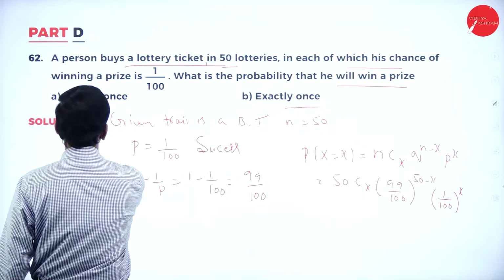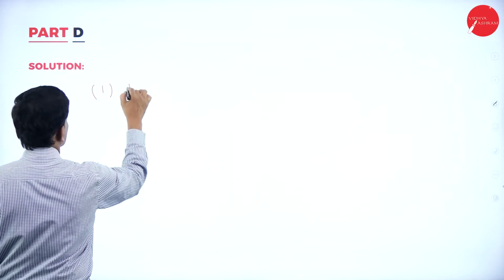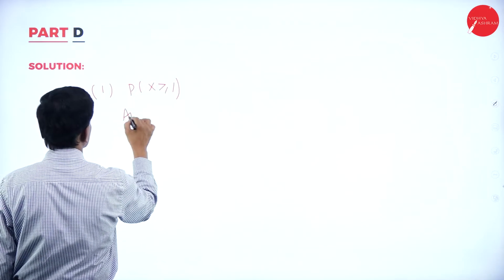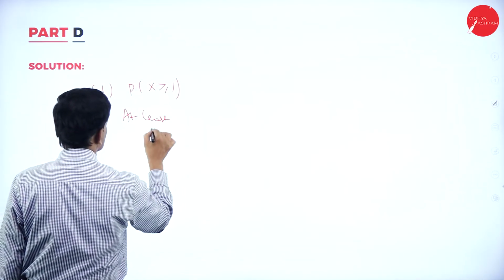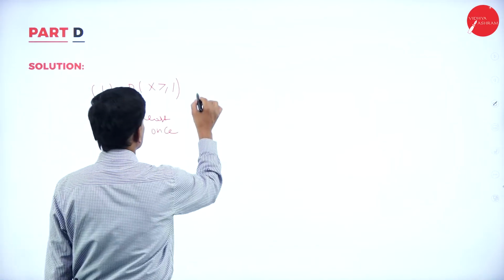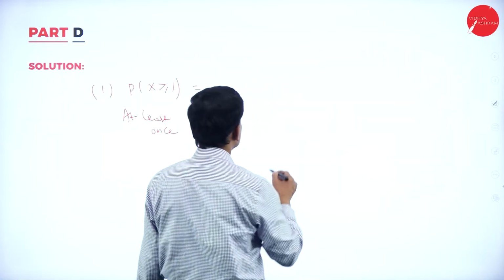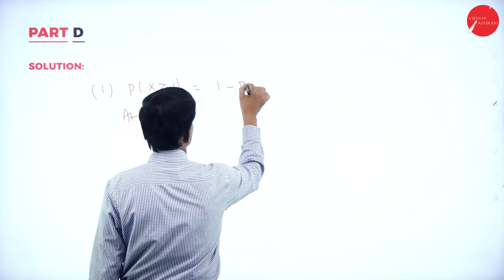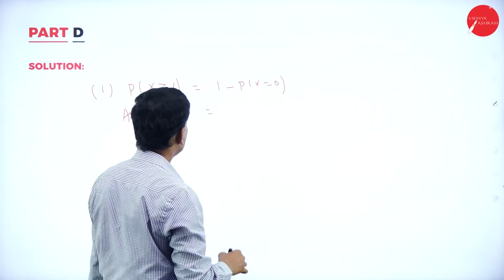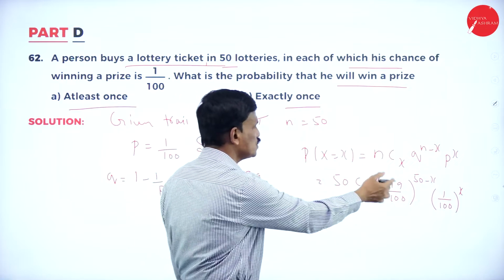Now, let us come to case 1. What is case 1? At least once. At least once means probability of X greater than or equal to 1. So, that is equal to 1 minus probability of X equal to 0. Put x equal to 0 here, that is it.